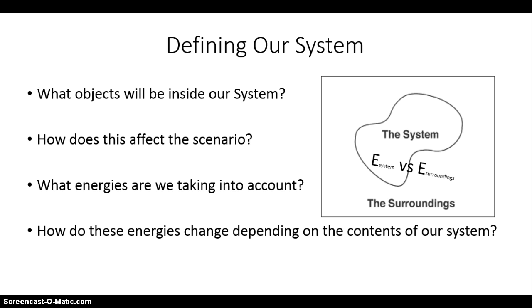So to start off with, we have the system and we have the surroundings. We basically need to first define our system, and we can do so by asking some simple questions. First, what objects will be inside our system? What objects are in the surroundings? How do each of these objects affect the scenario? What energies are we taking into account? And how do these energies change depending on the contents of our system?